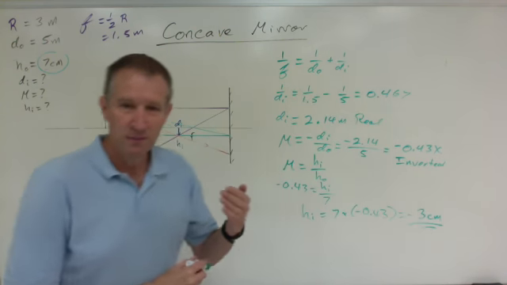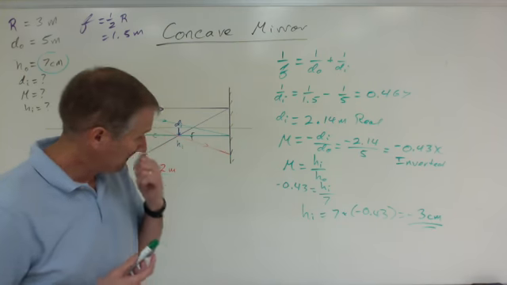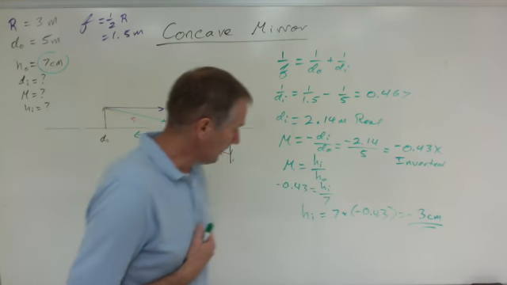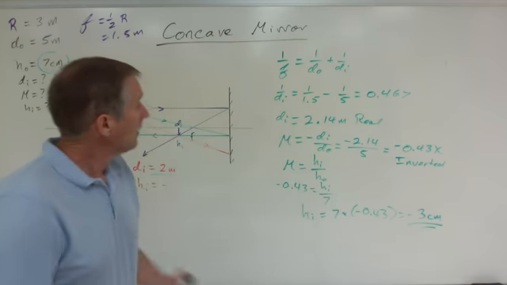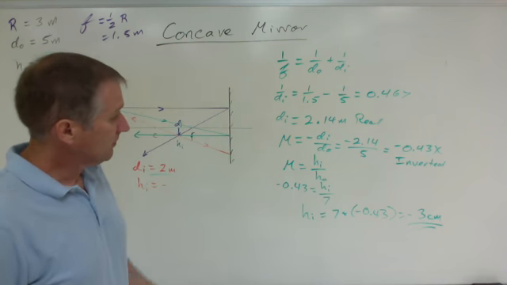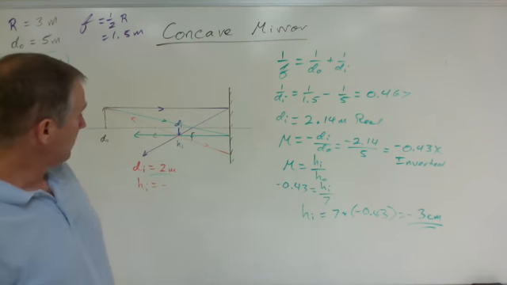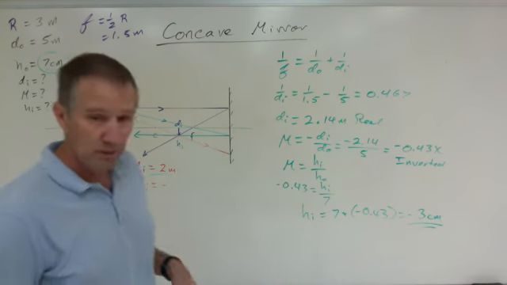What do I mean by inverted? I just mean it turns upside down. Okay. And that's also representing that it turns upside down. So, concave mirror. Next example will be another one with the same mirror, but in a different location. The object will be in a different location.